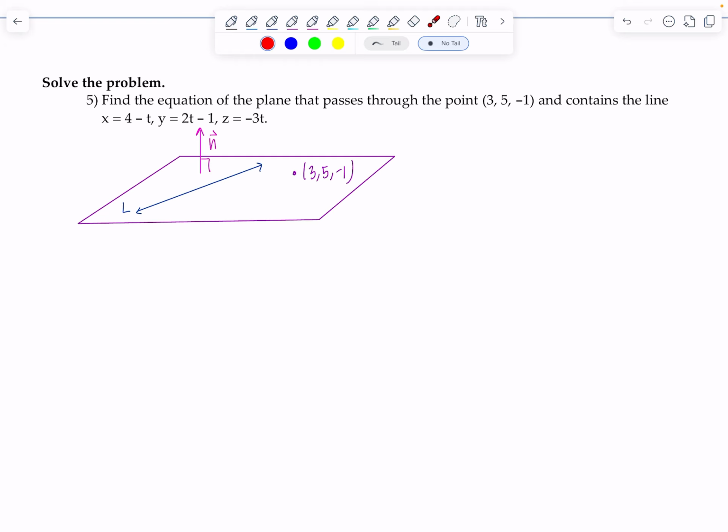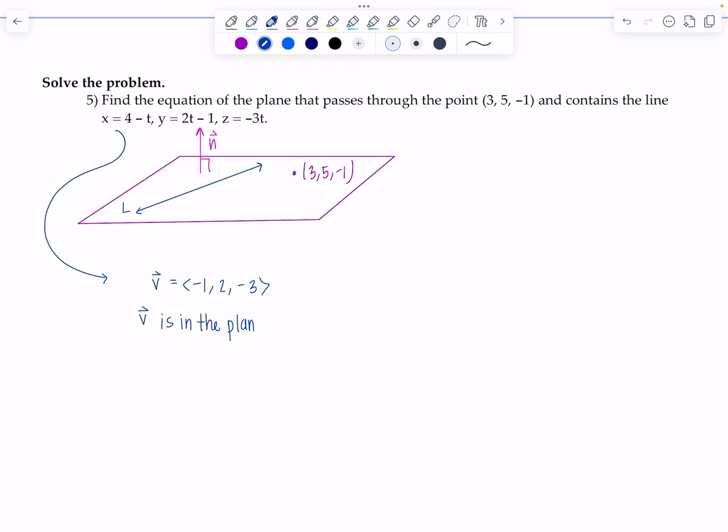Well, let's see. They gave me the equation of this line that's in the plane. The direction vector of that line has components -1, 2, -3. And v is in the plane, is it not? Great. I just need one more vector in the plane. I can cross it with v, and boom, I'll have a vector normal to the plane. So how do I get another vector in the plane?